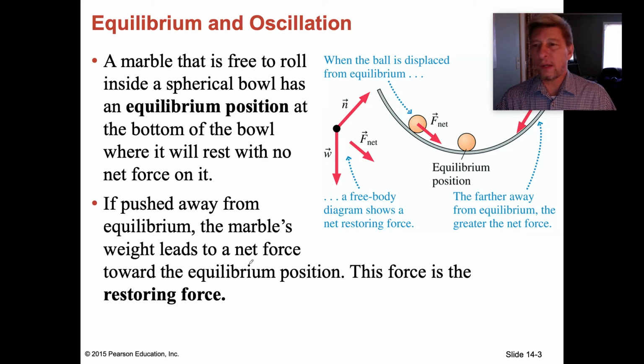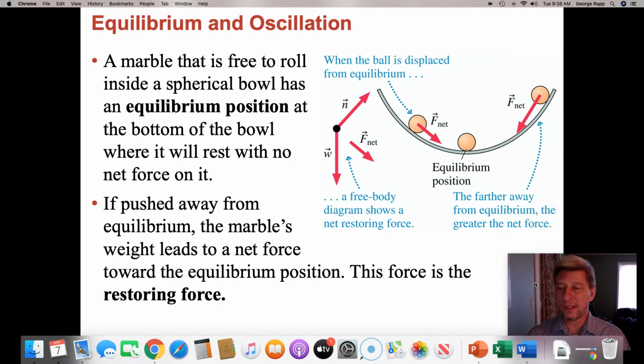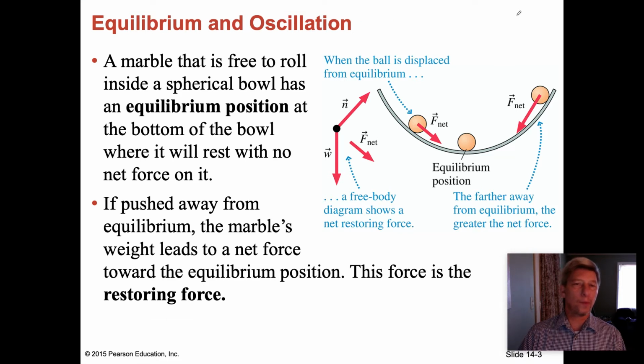So let's start with a different kind of example. Let's say that we start with a marble that's free to roll inside a spherical bowl. You've got a bowl sitting here. You put a marble on the very top, and you allow it to begin to roll. Well, it's going to go back and forth and back and forth past its equilibrium position. A marble that's free to roll inside a spherical bowl has an equilibrium position at the bottom of the bowl. And eventually, because of friction and other things, it will come to rest there because that's the point where there's no net force on it.